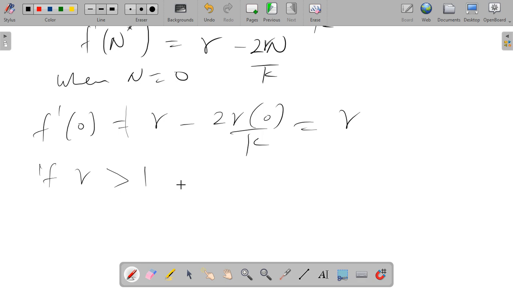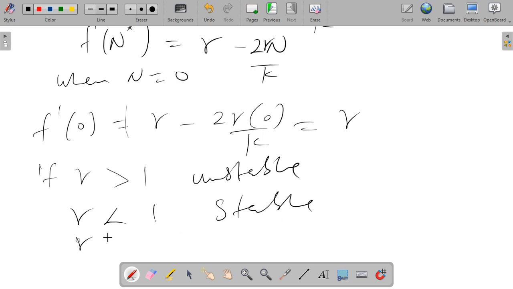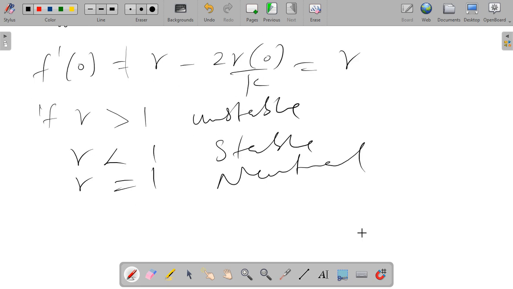So if this is greater than 1, we say that it is unstable. If r is less than 1, we say that it is stable. Now if r is equal to 1, we say that it is neutral. So that is that for the first one. I think we have gotten to the last point on this page.